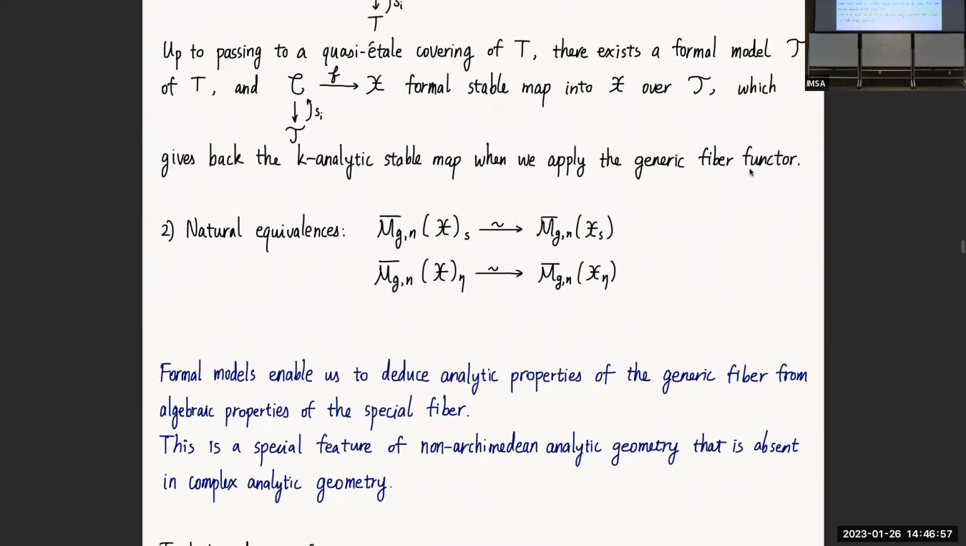So the reason I introduced formal models is because formal models enable us to deduce analytical properties of the generic fiber from algebraic properties of the special fiber. And this is really a special feature of non-Archimedean analytic geometry that is absent in complex analytic geometry.